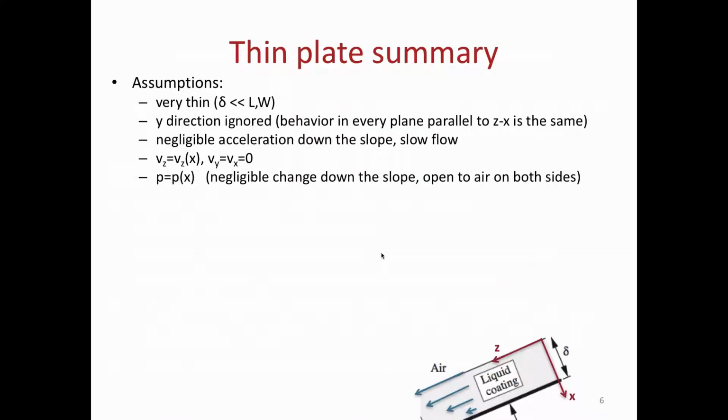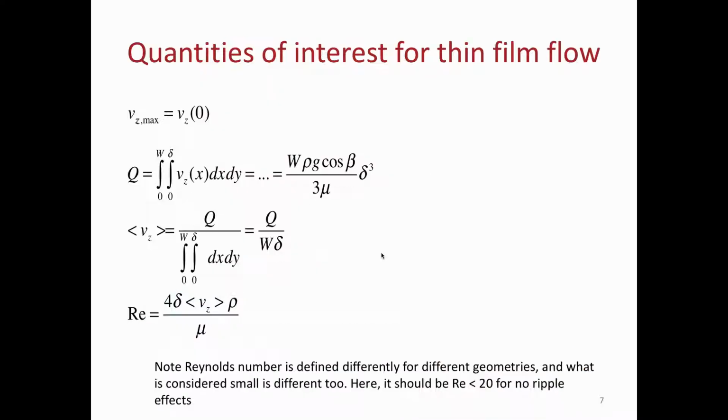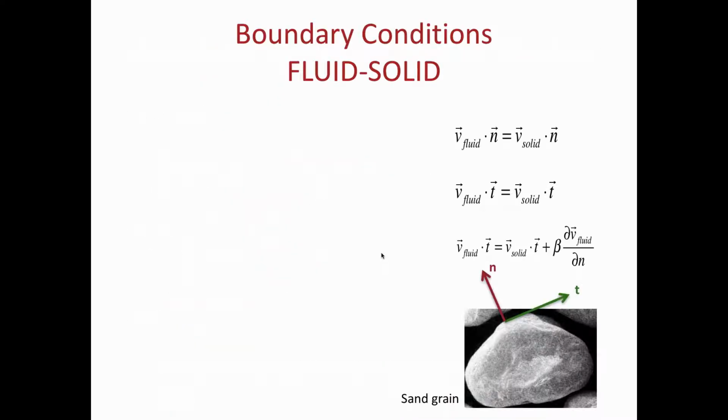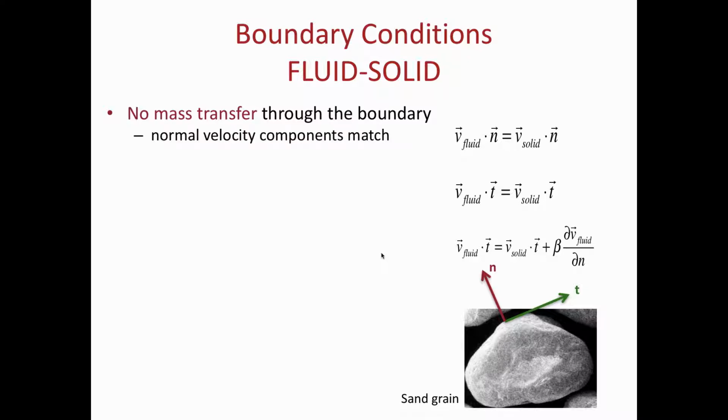So let's comment a little more on boundary conditions. If I have a fluid and solid boundary, one typical condition is that there is no mass transfer through that boundary, for obvious reasons. In that case, I have normal velocity components that have to match, normal being normal to this boundary.